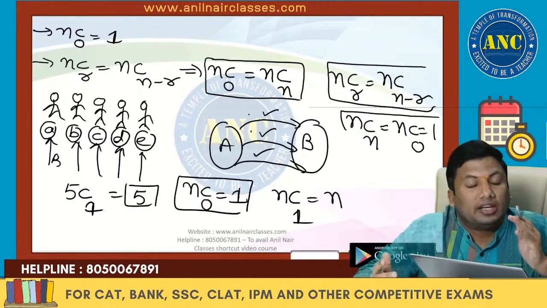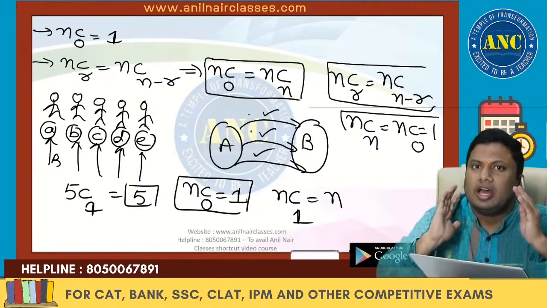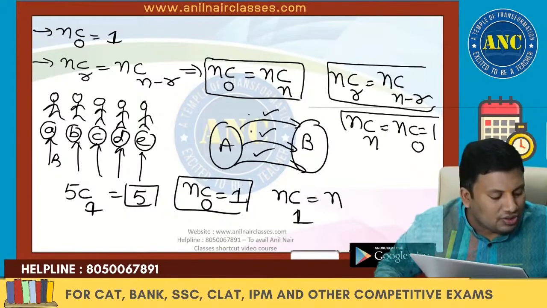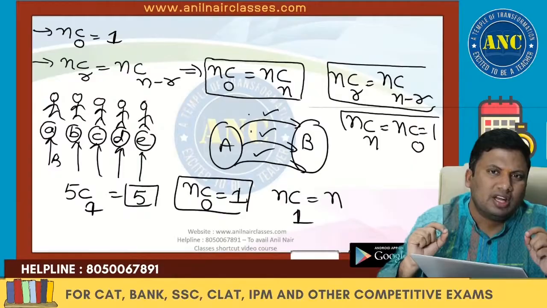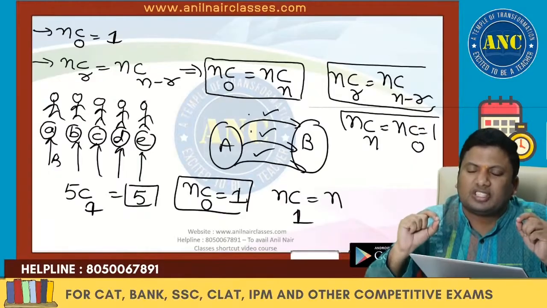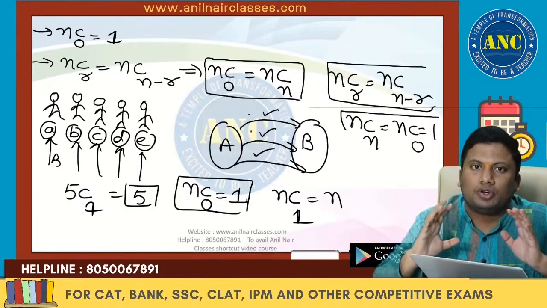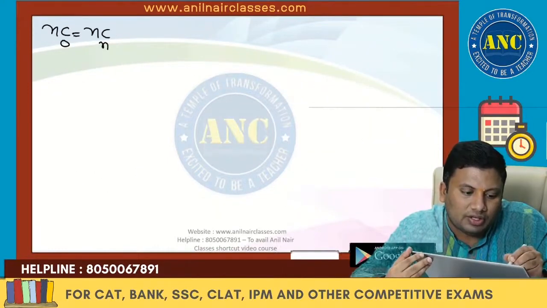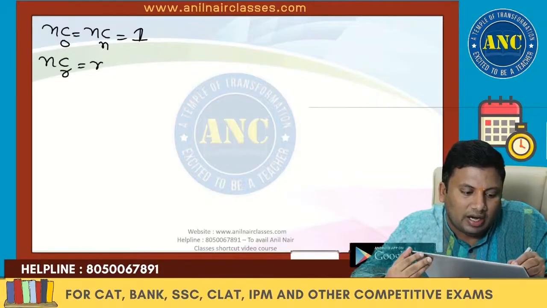I hope it is clear. All these 4 basic understandings, I hope they are clear. Kindly reply in the live chat if it is clear. I will try my level best not to use any complicated words like permutation and combination. In my class, I will try to do it in very simple language. nC0 is equivalent to nCn, equivalent to 1. nCr is equivalent to nC(n minus r).